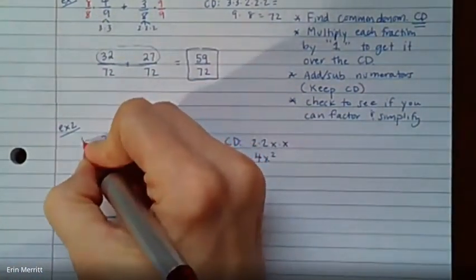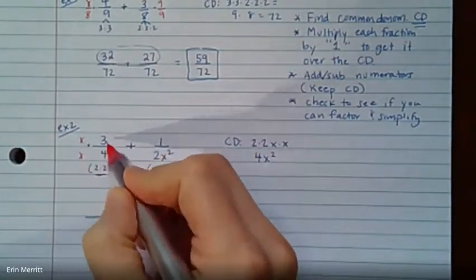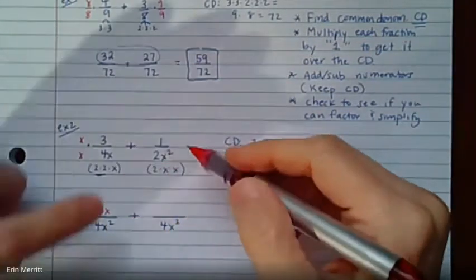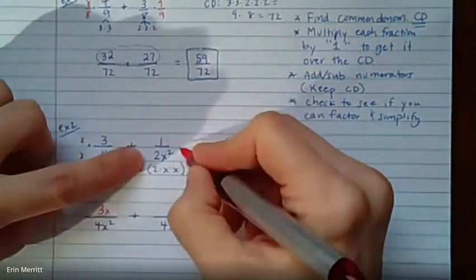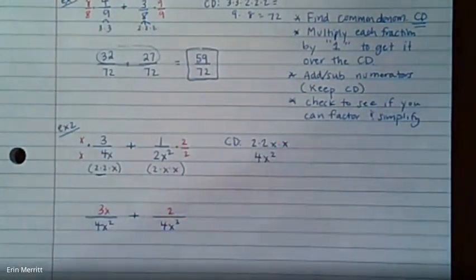So we're going to multiply this guy by x over x. That will make that 4x squared. That'll make this 3x. Over here, to get from 2x squared to 4x squared, I just need to double it. So if I double the top, double the bottom, that now gives me 2, and then over that 4x squared. So just getting equivalent fractions.